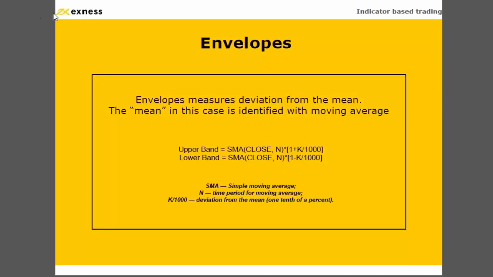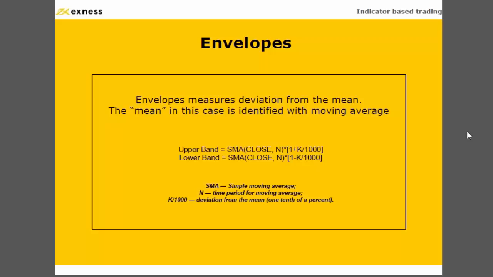One of my favorite indicators as well is envelopes. It measures deviation from the mean, and the mean in this case is identified with moving average. In a nutshell, when we trade, we want to know where the value is and where the price is. We don't trade price itself. We trade price in comparison to the value. We always have to compare, right?